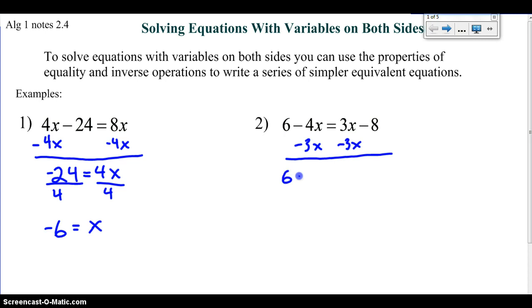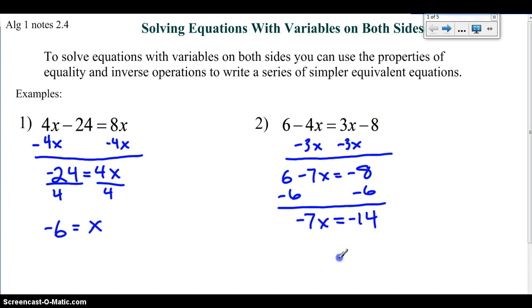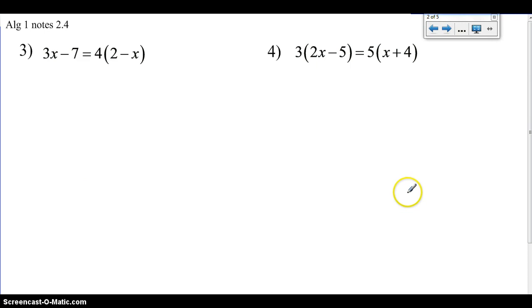So I'll have 6 minus 7x equals negative 8. Now to get the x by itself, we can subtract 6. Gives us negative 7x equals negative 14. Then we can divide, and x would be 2. All there is to it. Alright, why don't you pause this video and try number 3 on your own.